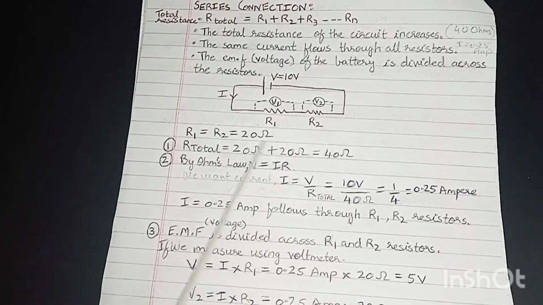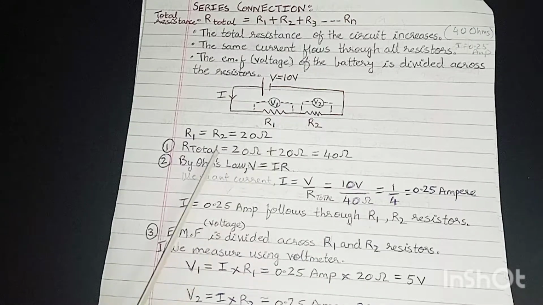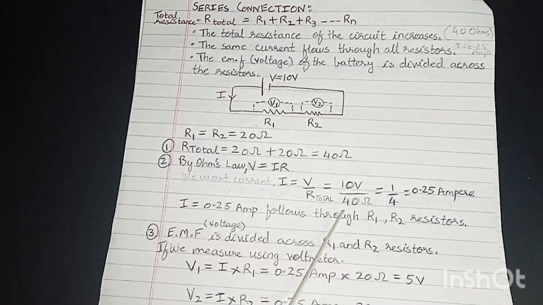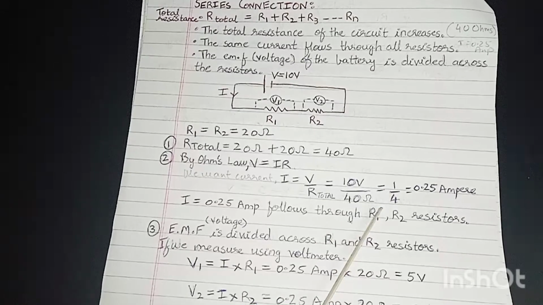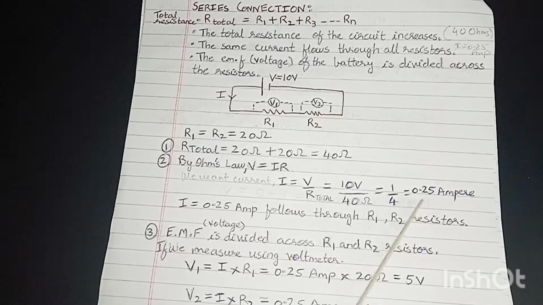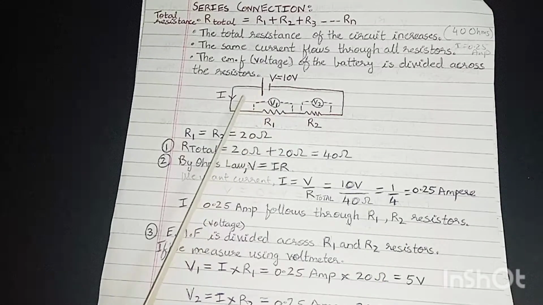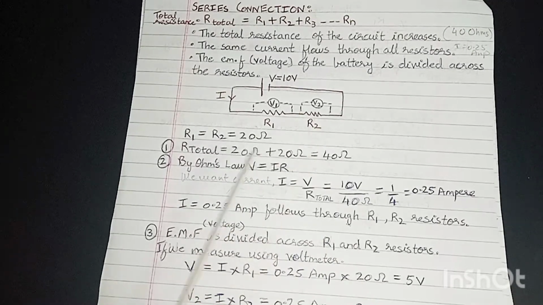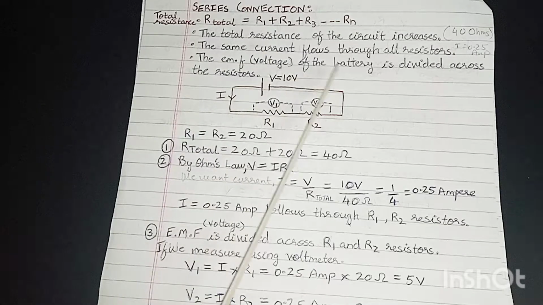So what is V? We have been given over here V is equal to 10 volt. R total we have just now found out. The R total is the summation of R1 plus R2, that we have got as 40 ohms. So 10 by 40, that is 1 by 4, is equal to 0.25 ampere. So the current flowing is 0.25 ampere across R1 and R2. So we have proved that the same current flows through R1 and R2.